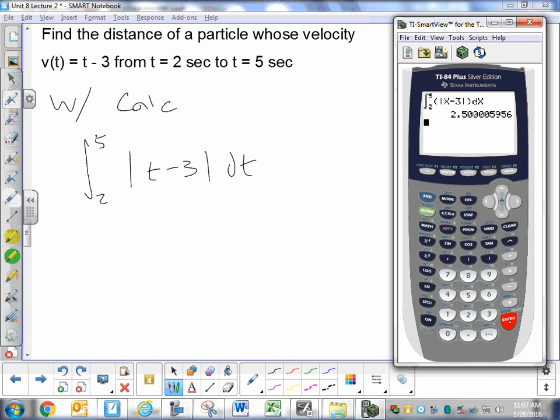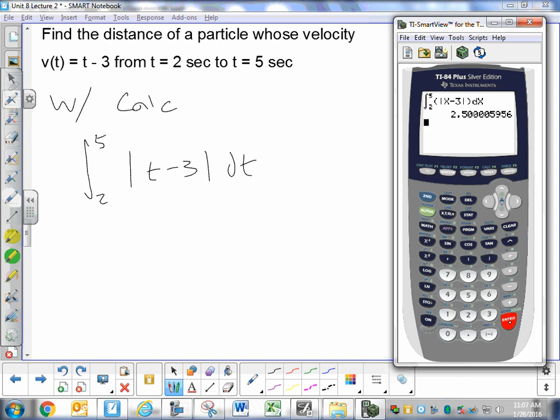Well, this is interesting. Your calculator gives you 2.500005956. Does that mean the answer is 2.500005956? The answer is probably going to be 2.5, right? Why do I say that? What is my calculator doing? It's approximating using a lot of Riemann sums, right?